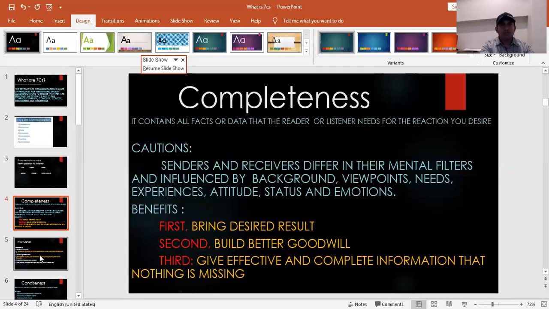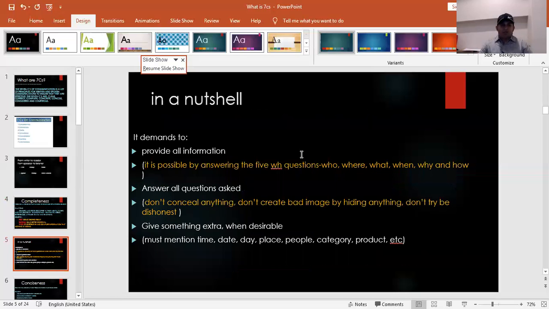Now let's see. In a nutshell, if we discuss what the 7 Cs are, these are some key points you will have to follow to be able to give a complete message. The very first thing is to provide all information. How can we provide all information? When we follow the WH questions. When we bring the WH questions to mind and give all the answers, it means we have fulfilled the very first requirement of providing all information.